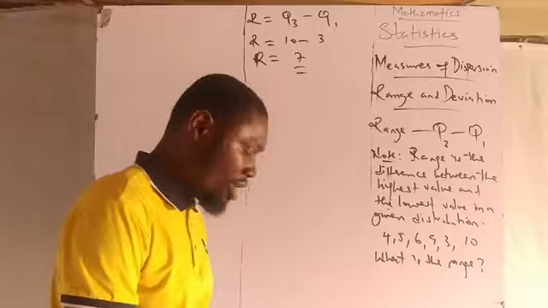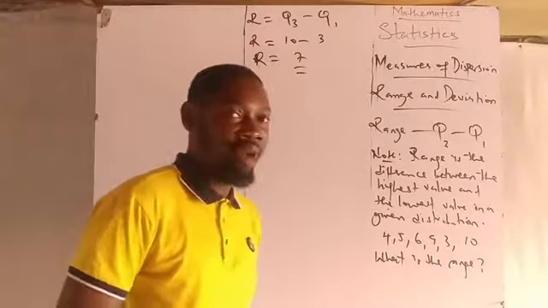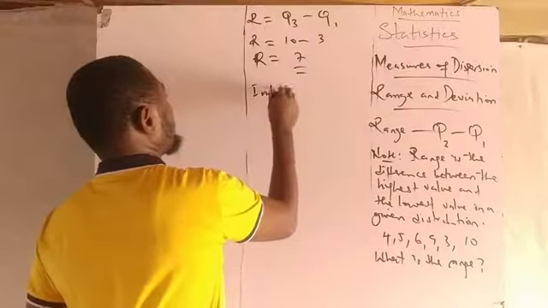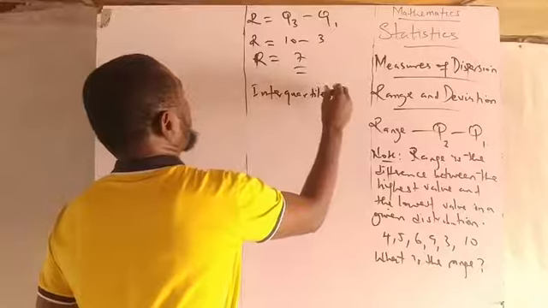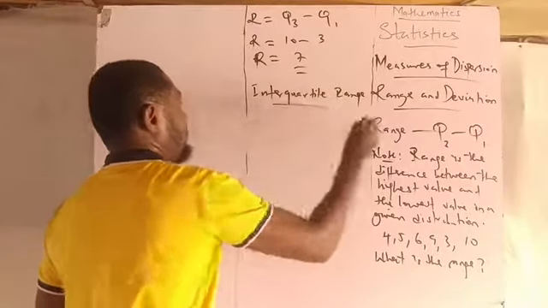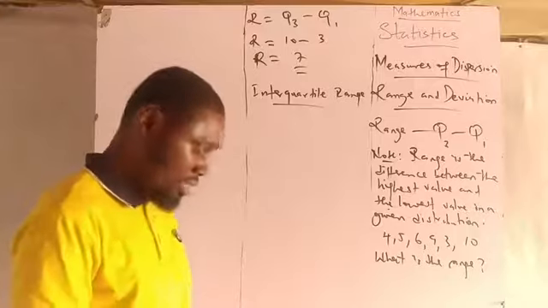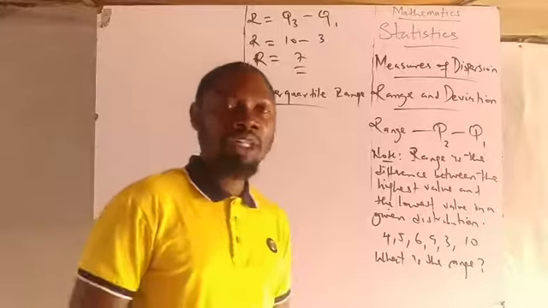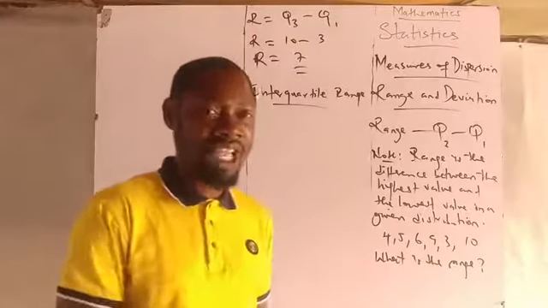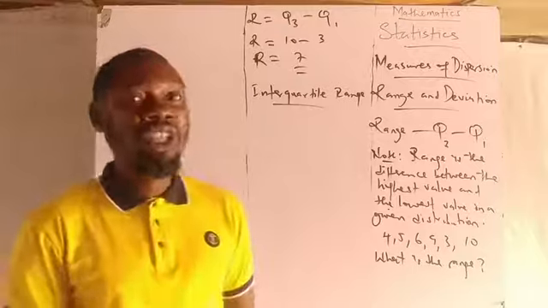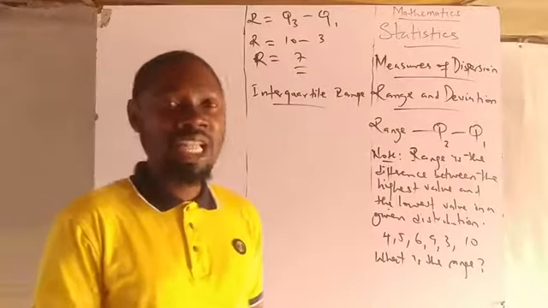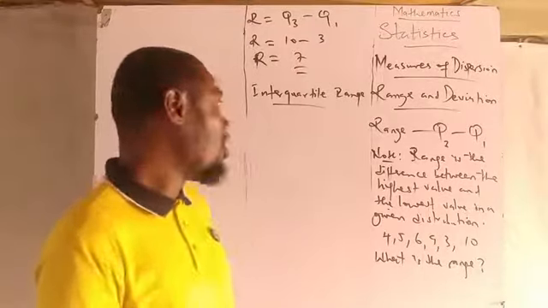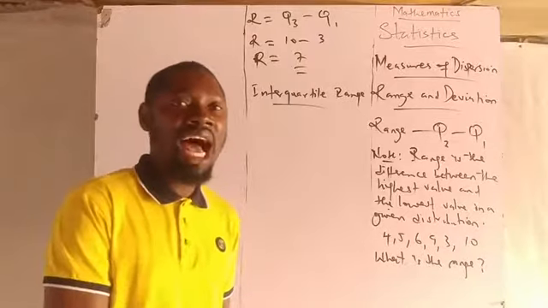You also have another concept still on range that is called the interquartile range. For those of you that are writing the WASSCE examination, interquartile range is measured at 50%, which means it talks about the half of the range. It's also known as a semi-quartile range.